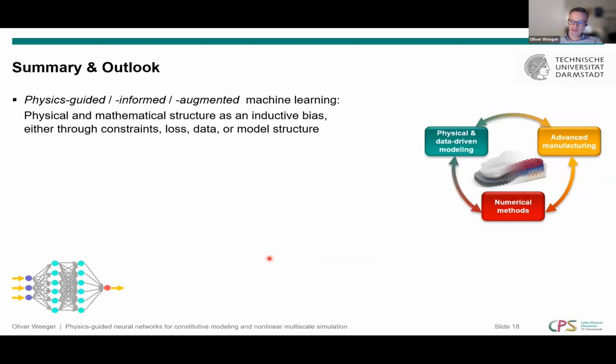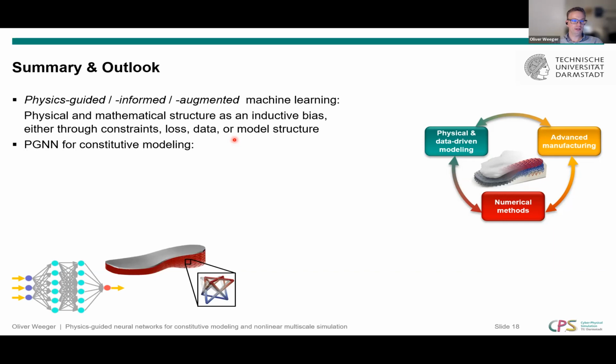Okay, with this, I want to conclude my talk. So basically, we are using what I call physics-guided machine learning, or could be called physics-augmented machine learning, which also, like physics-informed machine learning methods, has the idea of introducing an inductive bias into the models using physical and mathematical structure, which can be done either through constraints or the formulation of the loss, which would be physics-informed machine learning, or using data, like we do it with the data augmentation, or using the model structure using generative properties, which would then be the physics-guided or physics-augmented models.